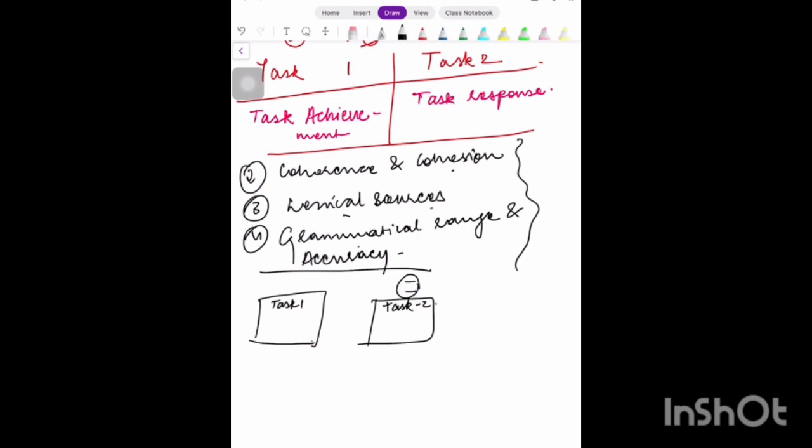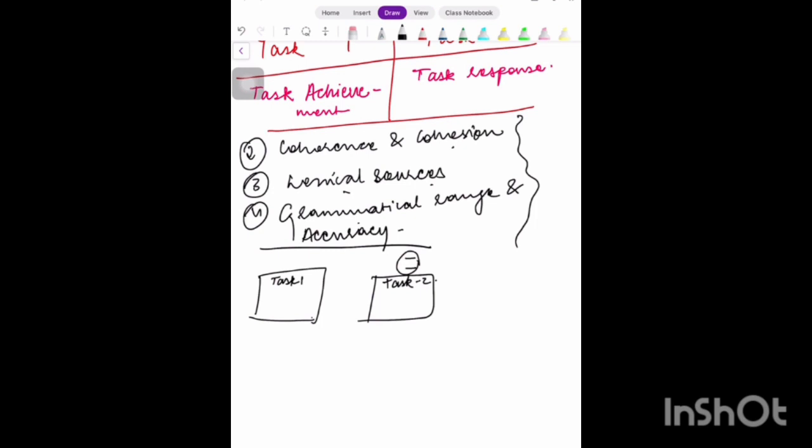So coherence and cohesion in simple terms means your answer should be in a sequence, and that sequence should make sense. So if I talk about the second one, coherence and cohesion, in very simple words, it should be in sequence, and that sequence should make sense, so it should be in a logical order. Just as we write an answer in our classrooms, right? We write the first point and then we discuss it in the second and the third, exactly the same way.